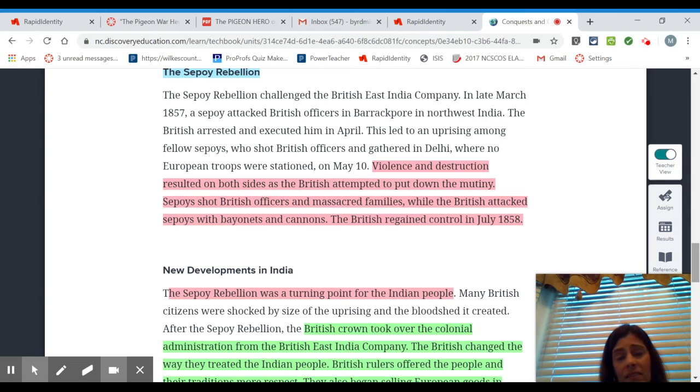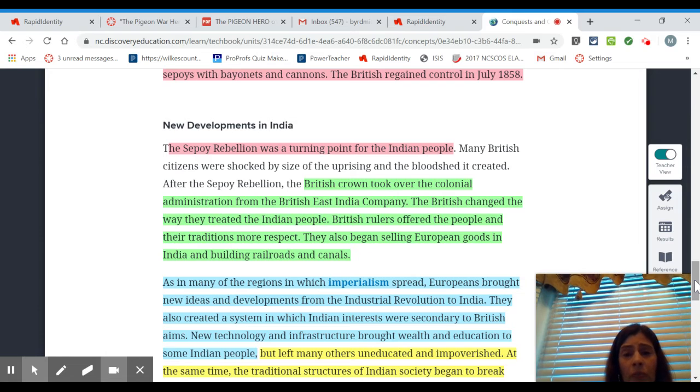Now, why is this little tiny rebellion so significant? Okay, well, it was a turning point for the people because there was so much bloodshed during this uprising. The British Crown decided we have to intervene here, and we are going to take back control of the British East India Company rather than letting some of our just regular citizens be in charge of this and manage this East India Company. We're going to have to take back control of the company.